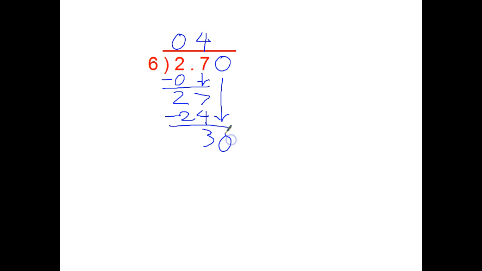How many 6's in 2? 0. Subtract. How many 6's in 27? I got 4. When I subtract, I got 3 left over, so I need to keep going. So I want to add a 0 on. Bring it on down. There's 5 6's in 30. Nothing left. Bring my decimal point up. Don't forget it. 0.45.